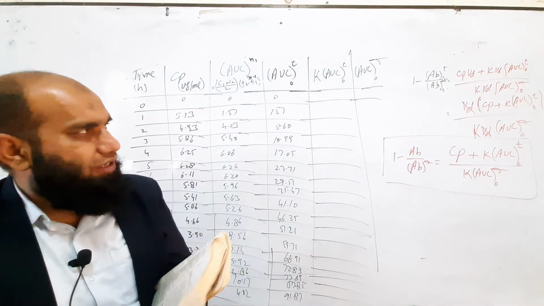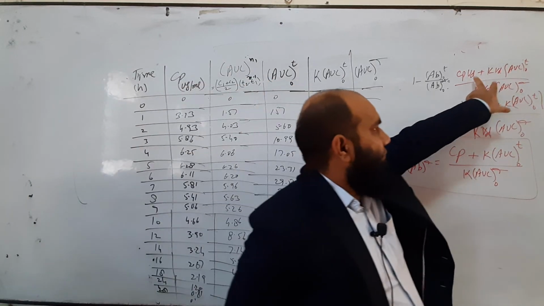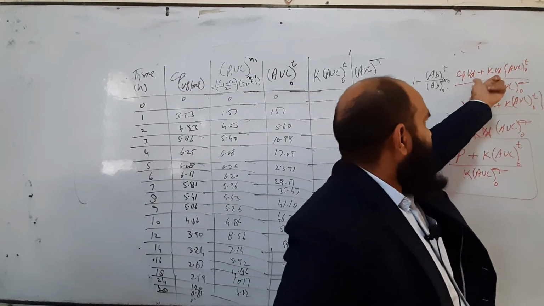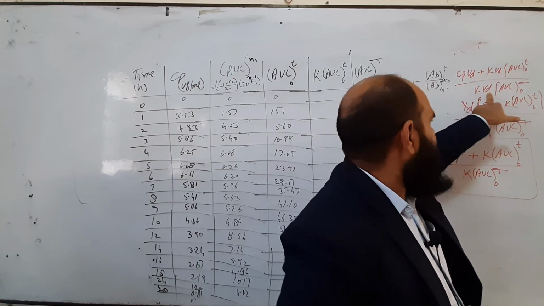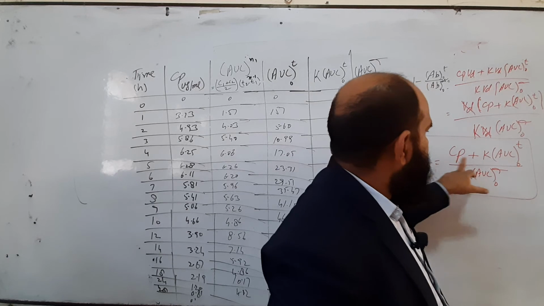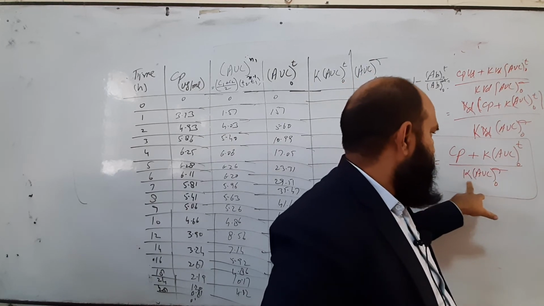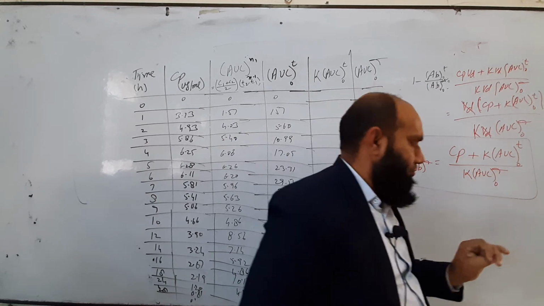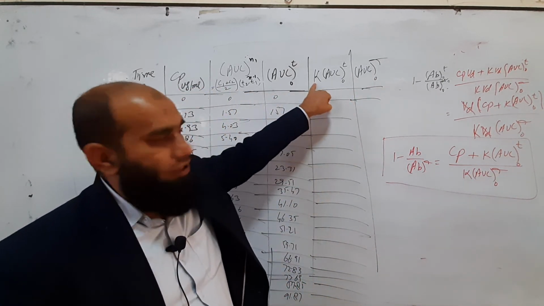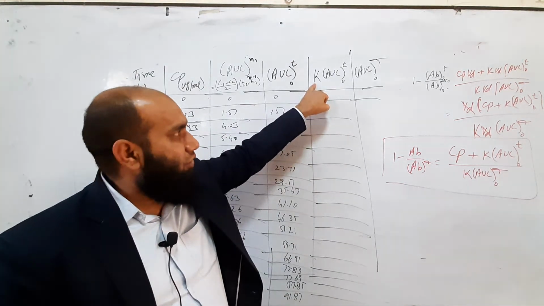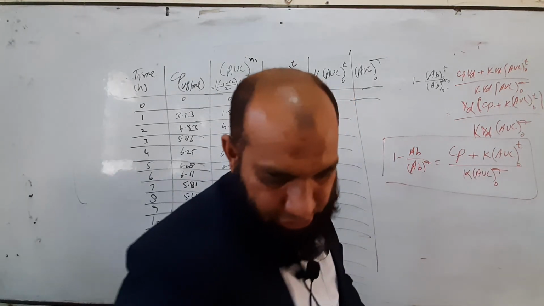Okay, what I have done, I have just taken the common of Vd. When we take the common Vd, that Vd will be cancelled with the denominator, and it will become Cp plus K into AUC 0 to T over K AUC 0 to infinity. Okay, remember what we are looking for, we have a K into AUC 0 to T, and now Cp plus K, we will make another column.